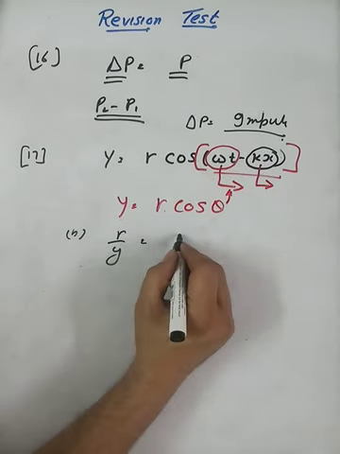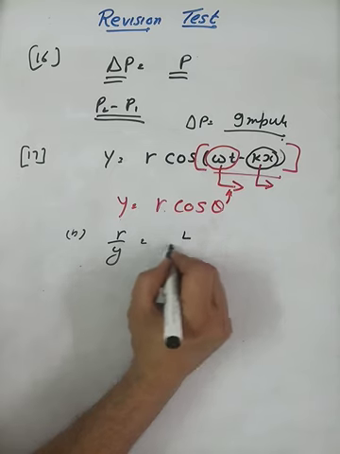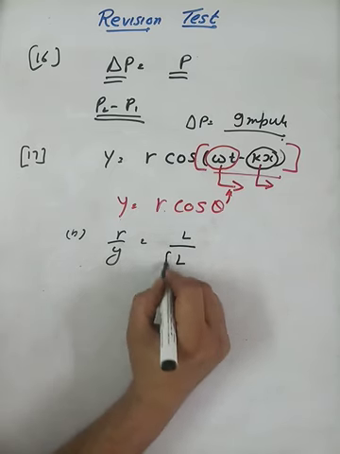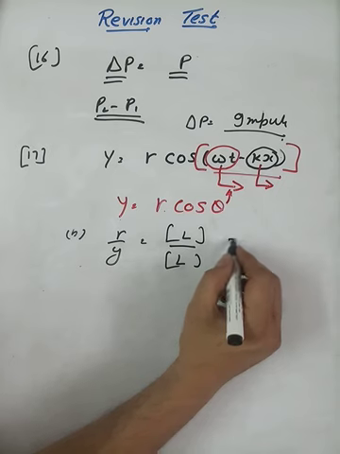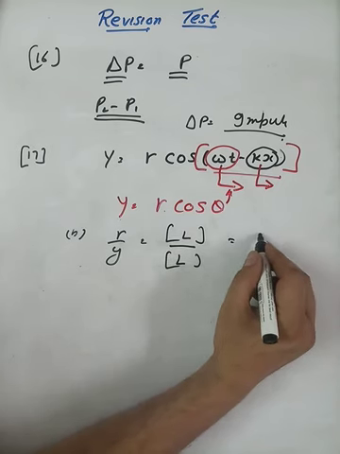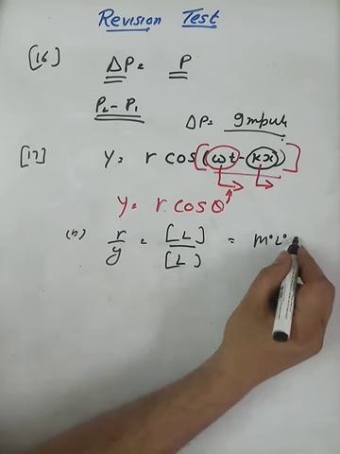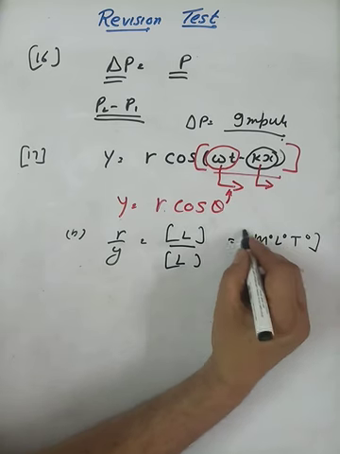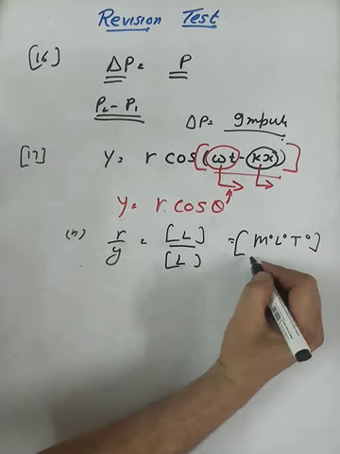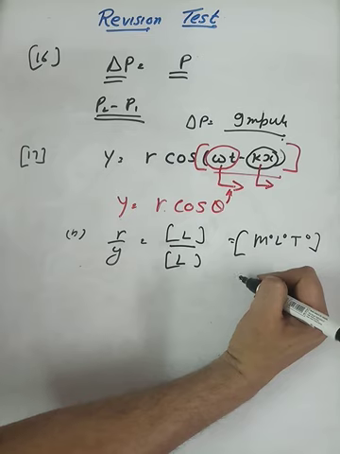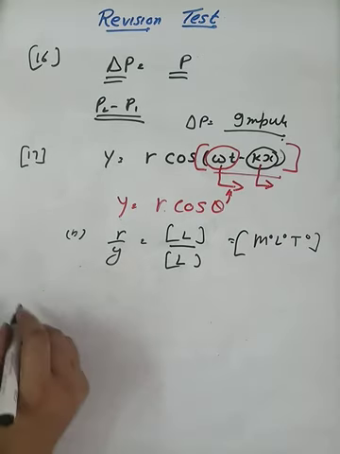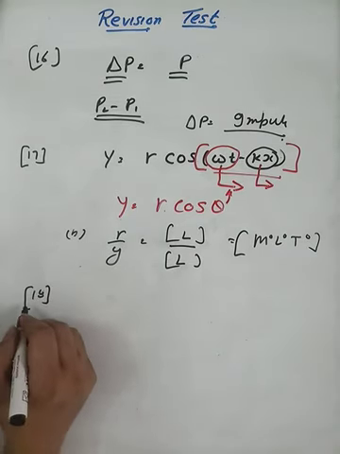R is amplitude, having dimension of length, and y is distance, having dimension of length. Length and length will cancel out and we get a dimensionless quantity, M0 L0 T0. Therefore option number B. Many students had a problem in question 17; the answer is B. Now next come to question number 18.